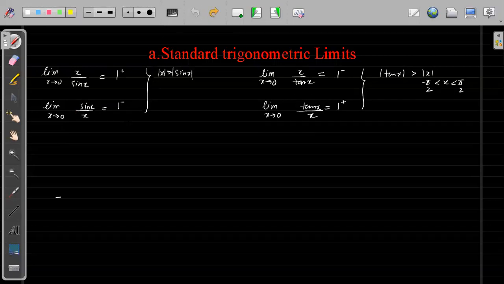So I hope now you understood why we are writing this plus and minus. If somebody simply says what will be the value, you will say 1. Yes, if somebody simply says what will be the value, we'll say 1. But we are just trying to be more accurate. That's it. Okay, very good.